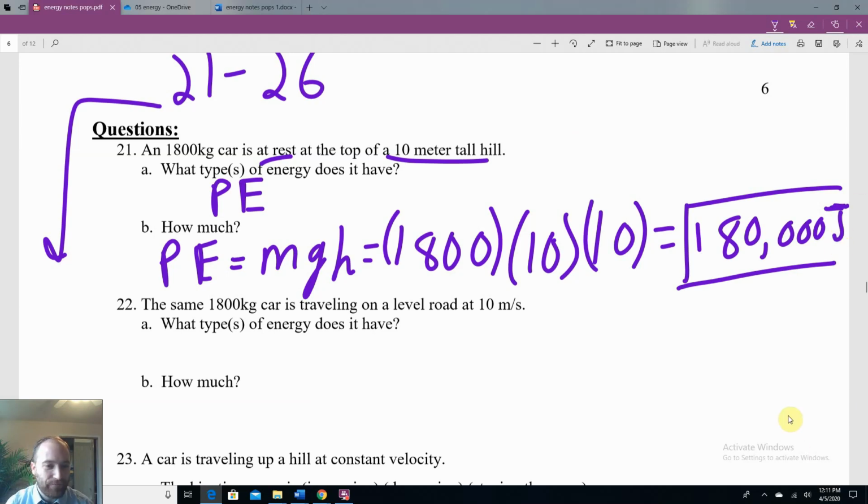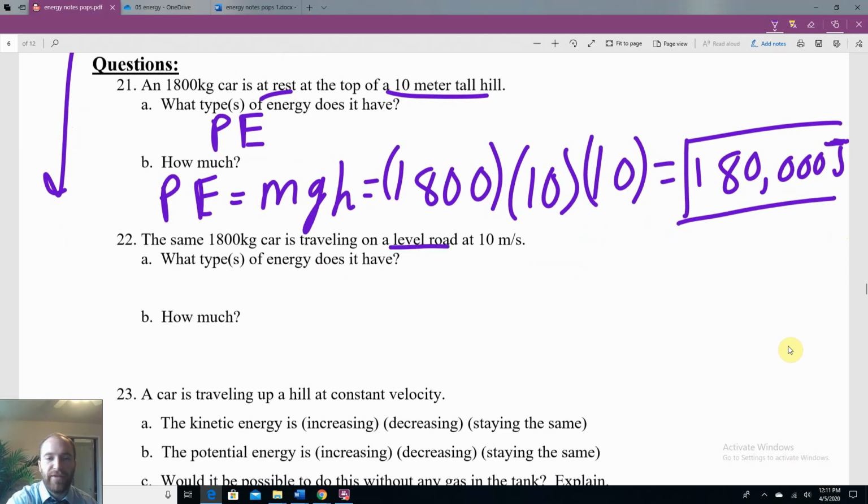Alright, the same type of car is traveling on a level road, so it's a flat road, at 10 meters per second. What type of energy is this? Alright, we're on a flat road, so it sounds like we're just going to be at ground level, right? So we don't have potential for this one. We are moving with a certain speed, and that does not sound like potential to me. That sounds like kinetic energy. So the answer to this one is kinetic energy.